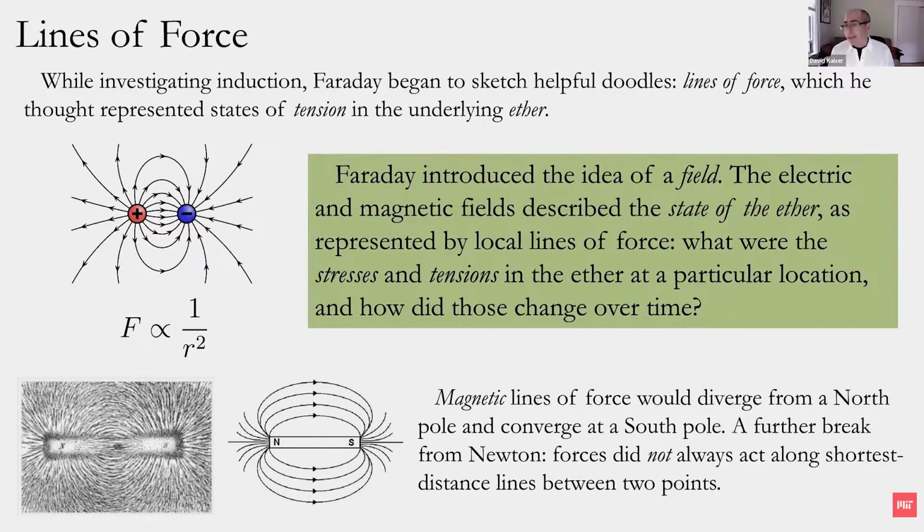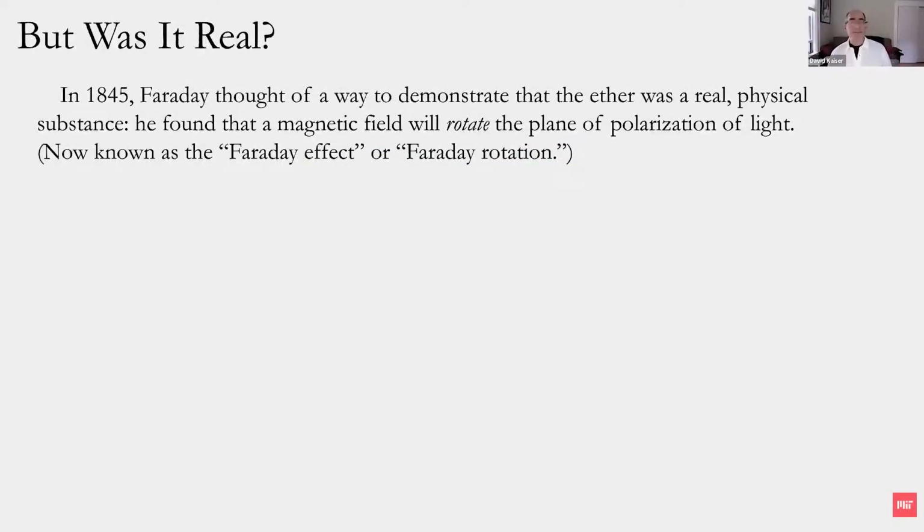So the electric and magnetic fields, as far as Faraday was concerned, were simply ways of characterizing the local state of the ether as represented by these lines of force. What were the stresses and strains at that spot in the ether? How do they change if I go to this spot? How do they change at that one spot over time? This is what he says is the notion of a field. It's just shorthand for the state of the underlying ether.